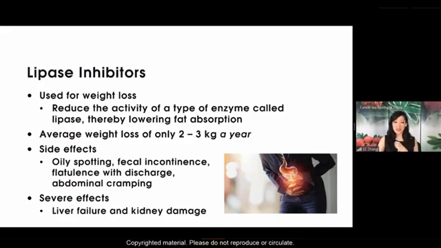You can get fecal incontinence. You get flatulence with discharge. You can have abdominal cramping as well. And in some cases, they can have very severe effects, such as liver failure and kidney damage as well. So it's not something that we want to rely on for losing weight.